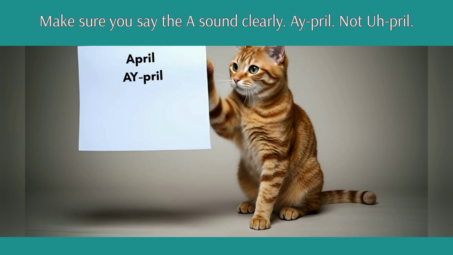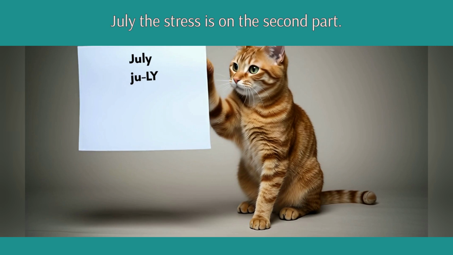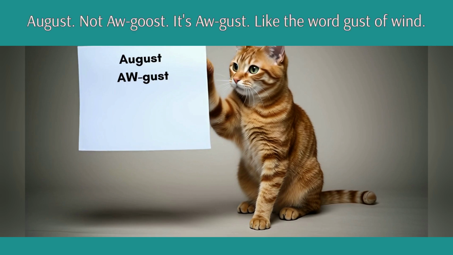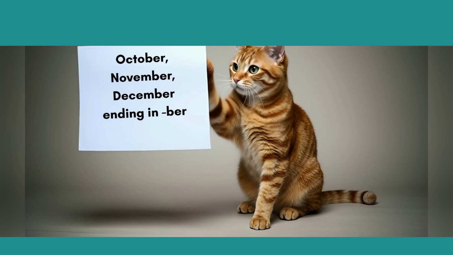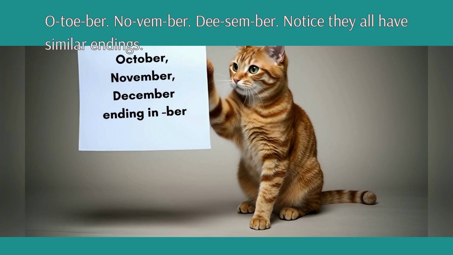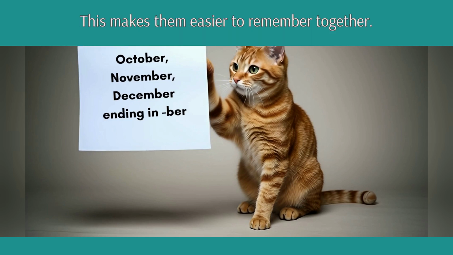April. Make sure you say the A sound clearly. April, not April. July. The stress is on the second part, July, like you lie, but together. August, not August. It is August, like the word gust of wind. October, November, December. These 3 all end in ber. O to ber. November, December. Notice they all have similar endings. This makes them easier to remember together.